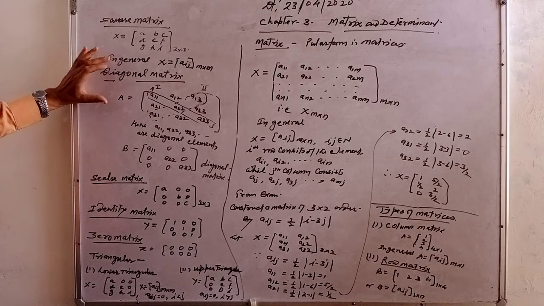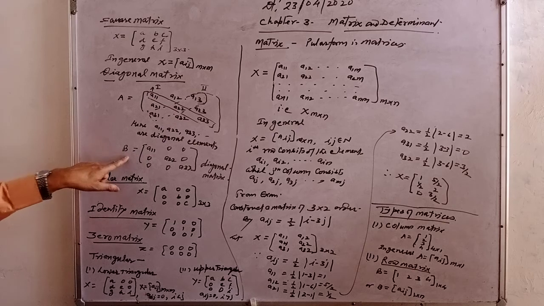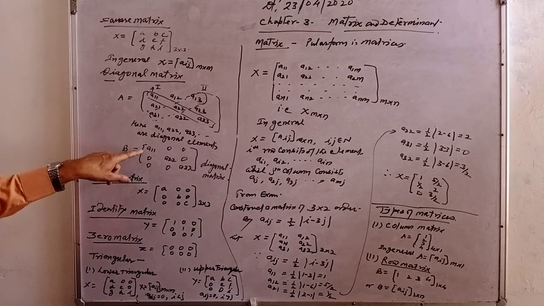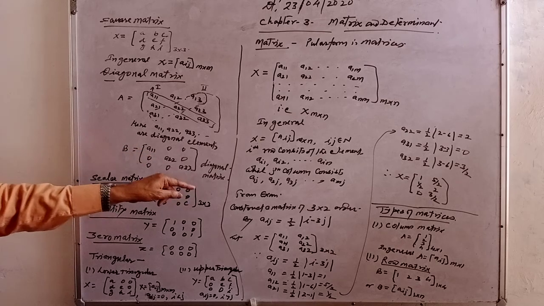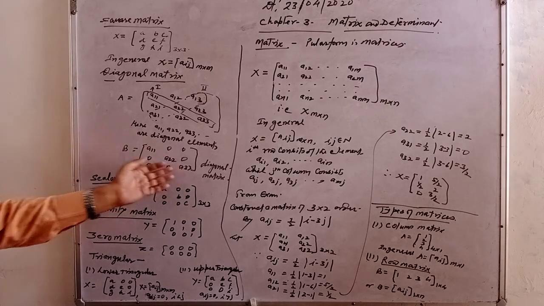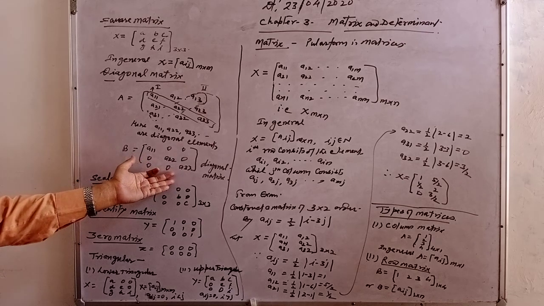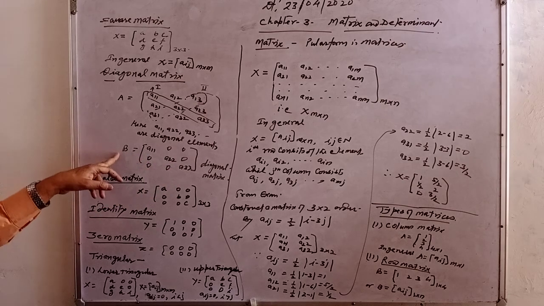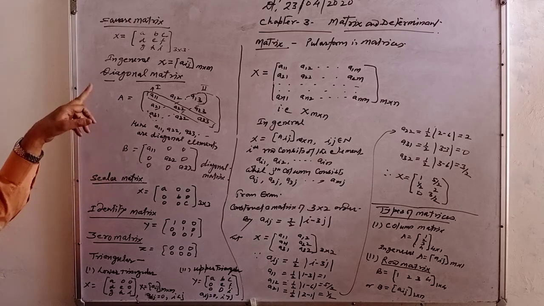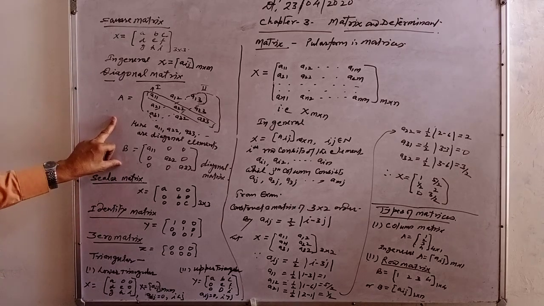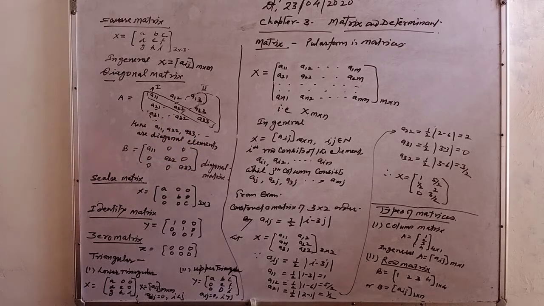So if all elements are 0 except the principal diagonal, written here B is a matrix with a11, a22, a33, these are the elements of the principal diagonal, and except these all elements are 0, so it is a diagonal matrix. So certainly you can say that a diagonal matrix is a square matrix whose all elements are 0 except the principal diagonal elements.